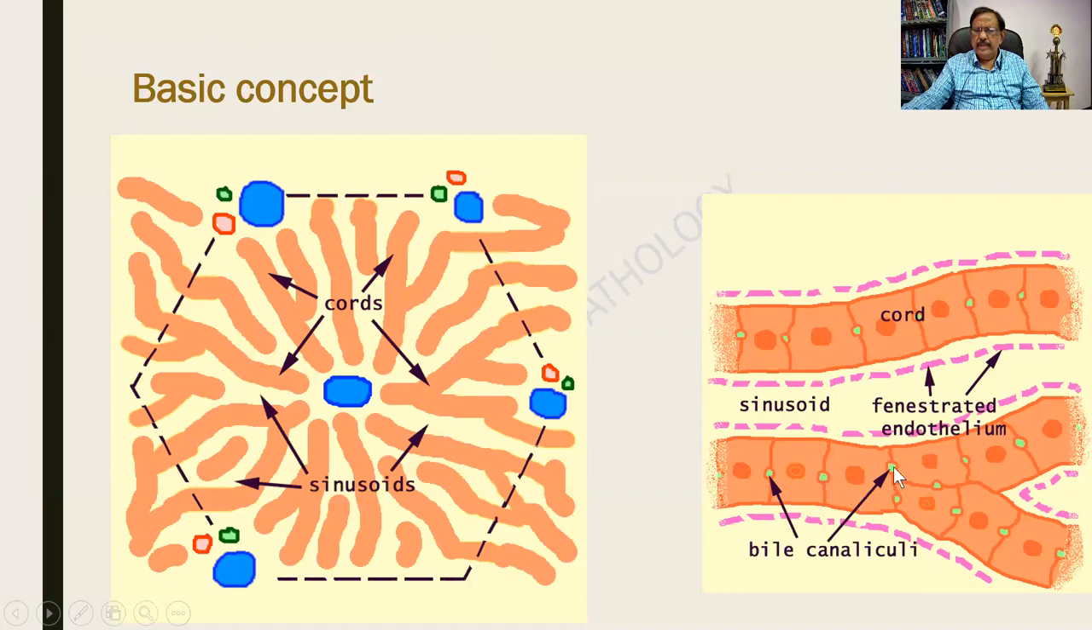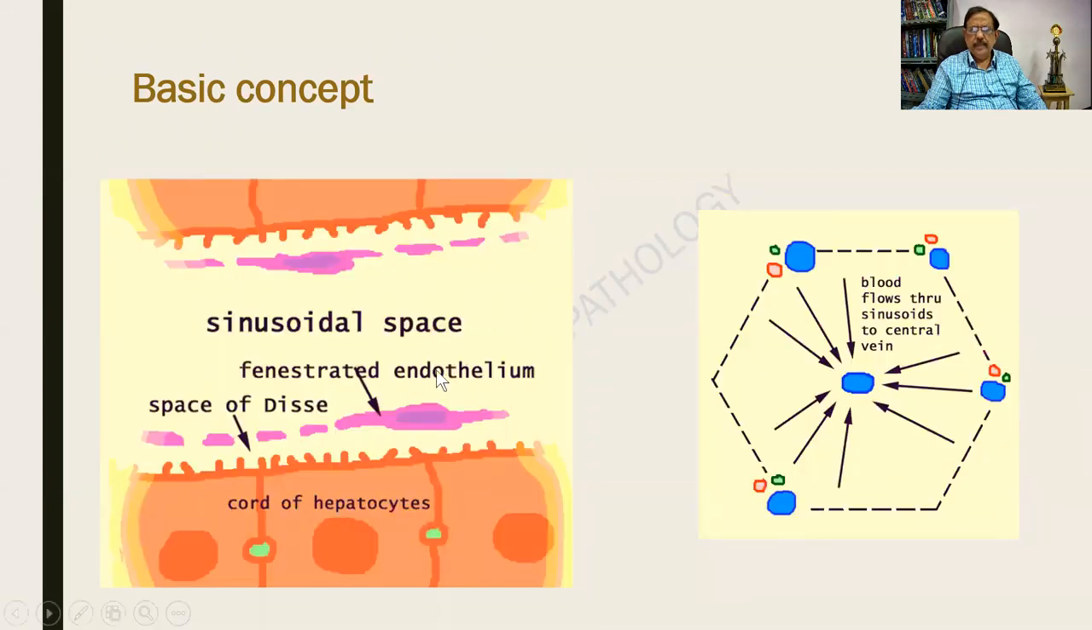Here again we are seeing the biliary canaliculi. Let us have all this in mind. I do not want you to memorize it, but to have a basic concept which will make our understanding easier. Again, a higher magnification showing the cords of hepatocytes, the space of Disse, the fenestrated endothelium, and the sinusoidal space. The blood flows towards the central vein and is drained into the inferior vena cava.